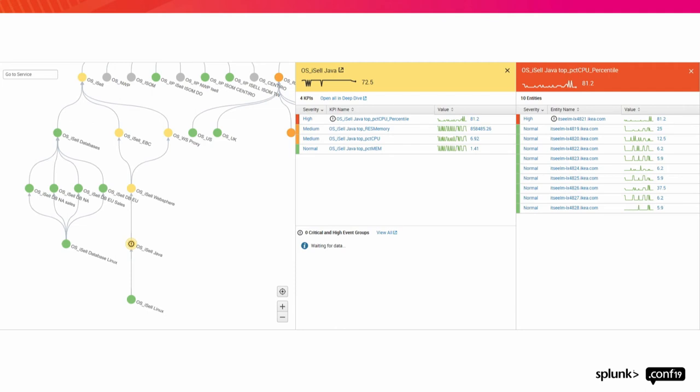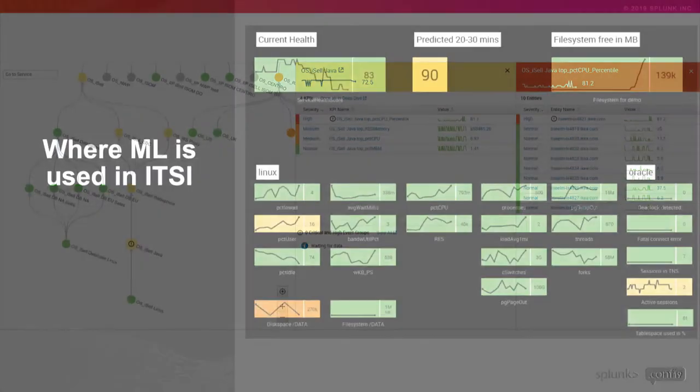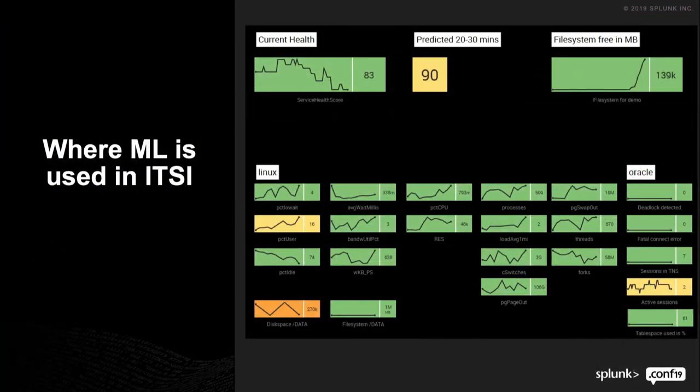You also can see that we have selected KPIs for that Oracle area. And what is the service behind it? Basically, we selected all the servers. And where is machine learning in all this? Well, it's here, because you have all the metrics. You can see how they are varying over time.